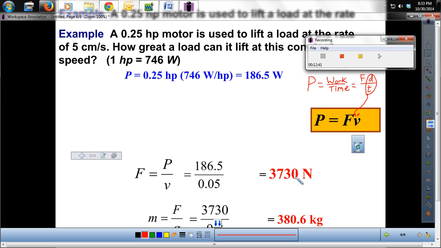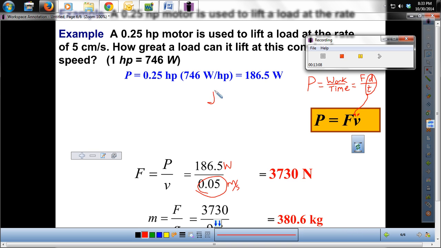So I figured out my force, and then I converted my force into a mass because that's what they wanted to know. Okay, they give you a quarter horsepower. Make sure you change it into watts. And also realize that this is in centimeters per second, so it has to be converted into meters per second right there. So that's watts, and that's meters per second.